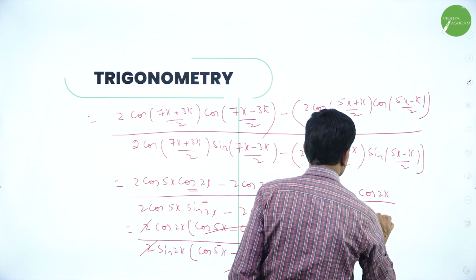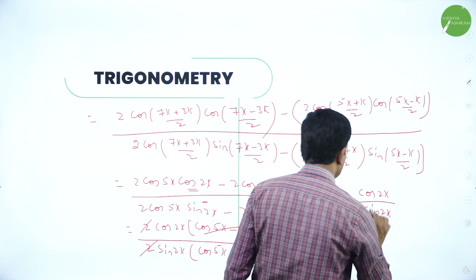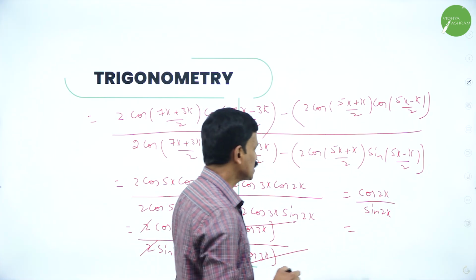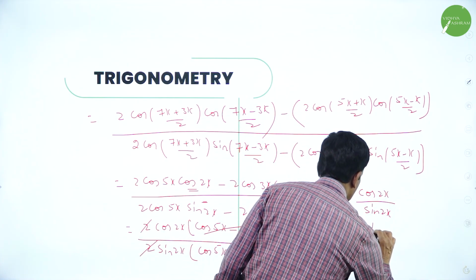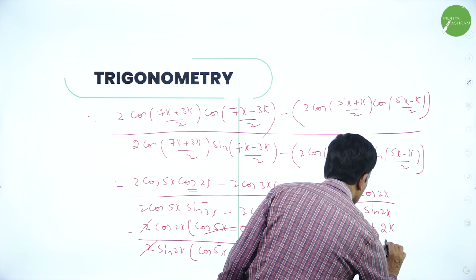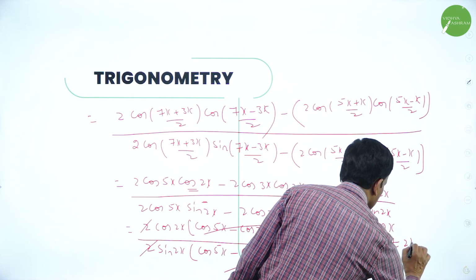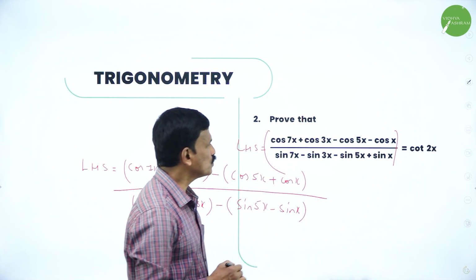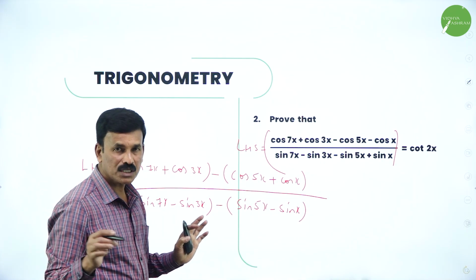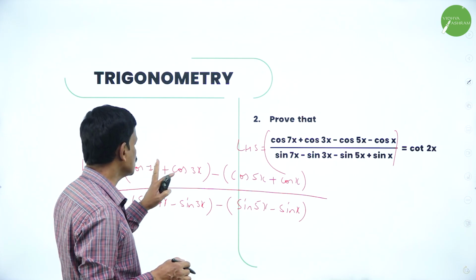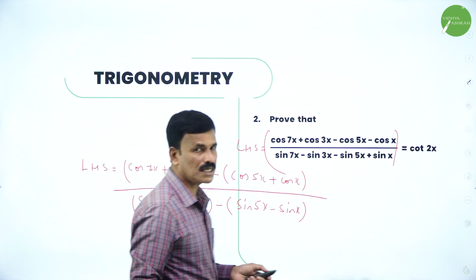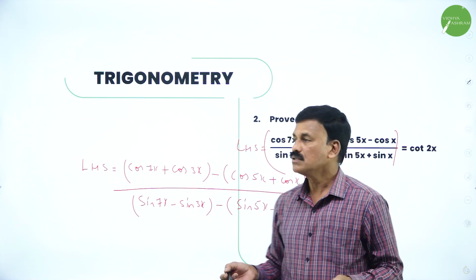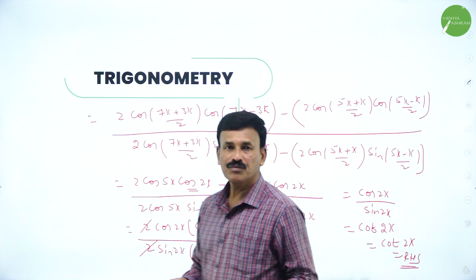divided by sin 2x. Now what is cos by sin? Cos by sin is cot. So the required answer is cot 2x, which is what was to be proved. The formulas which we are using in this problem are cos C plus cos D and sin C minus sin D. That's all. This is very important for 5 marks. So this is a 5 marker question.